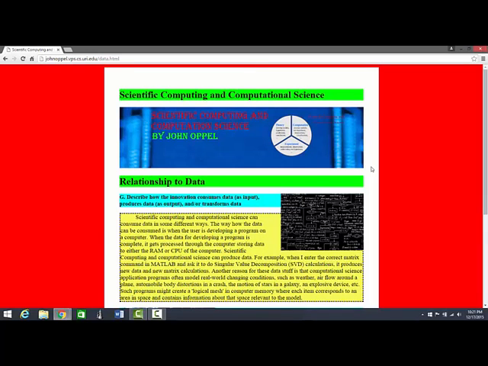I will now be discussing the relationship to data. Scientific computing and computational science can consume data when the data gets programmed and processed, because it is being run through a computer. The data can also be produced and transformed if the person is using the math program called MATLAB. And the image right here shows the data that is being transformed.